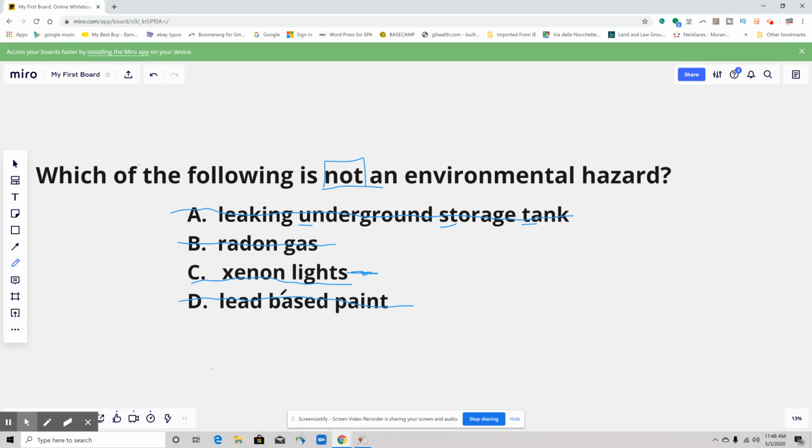So xenon lights, super common, used in a lot of different things. They're the ones that, like I said, shine almost like a blue hue to them, and you see them a lot in a lot of car manufacturers, newer ones. So xenon lights are not environmental hazards.